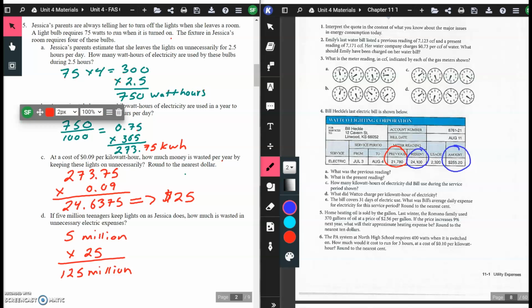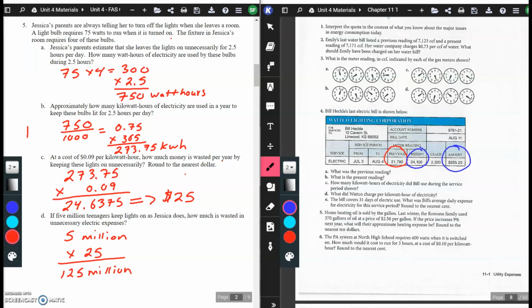So you take your 750 watts, divided by 1,000 so we can find our kilowatts. This is our kilowatt hours conversion. 750 divided by 1,000 gives you 0.75. 0.75 times 365 days gives you 273.75 kilowatt hours. Okay, because that's what the electricity company uses to charge you. So you've got to convert it to kilowatt hours.